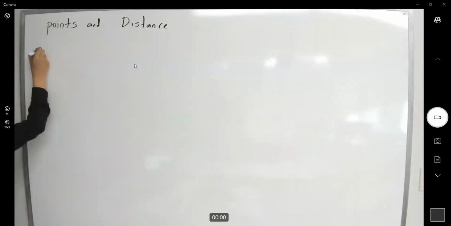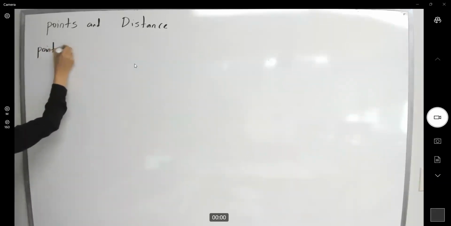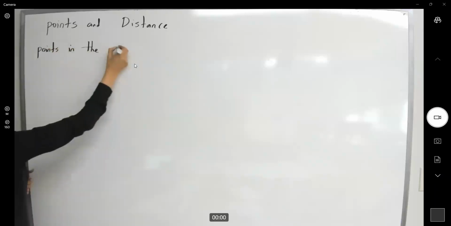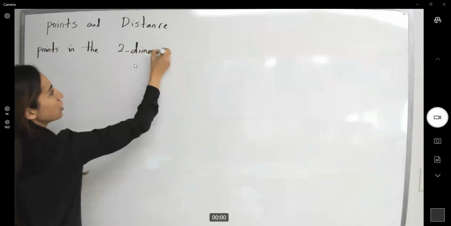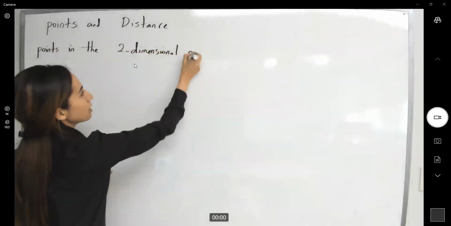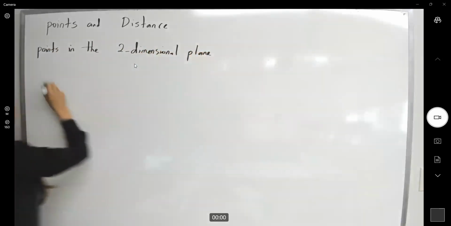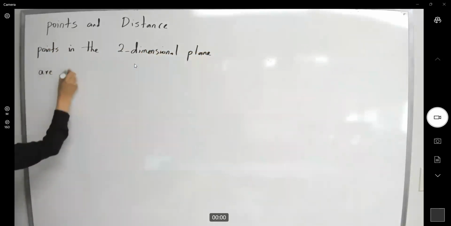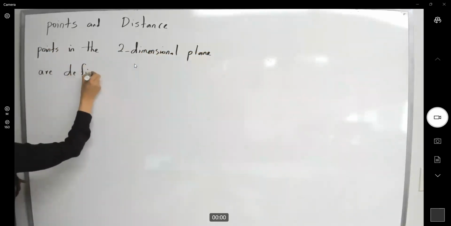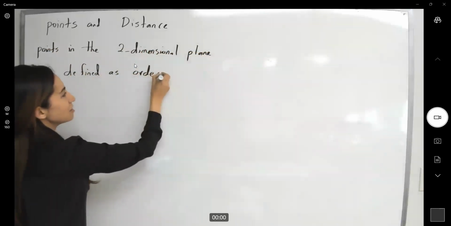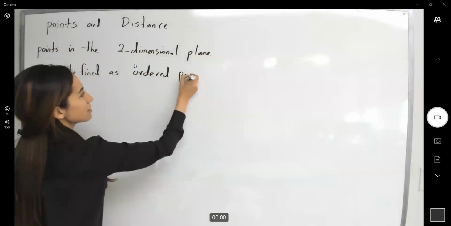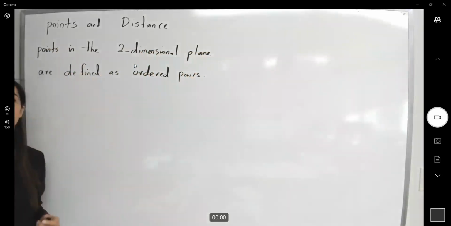So points in the two-dimensional plane are defined as ordered pairs. Well, what do I mean by that?